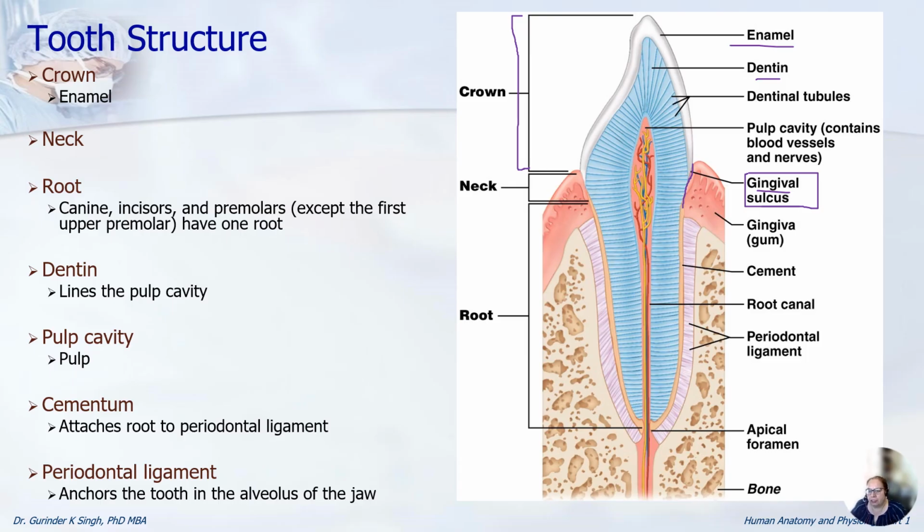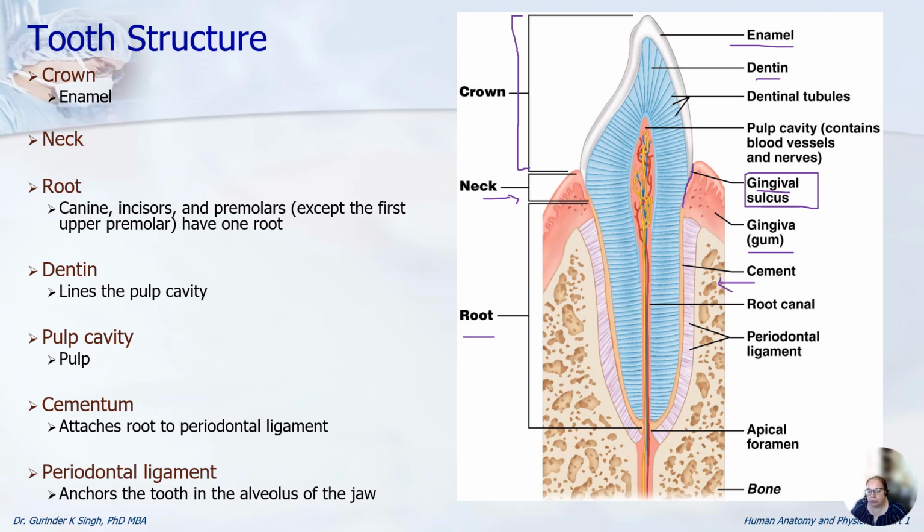Underneath the gingiva, or the gum, is the bone. Okay, so this is your jaw bone. The part of the tooth which is present in the gum is known as the neck of the tooth. And beneath the neck, which is somewhere in the middle of the gum and all the way down into the bone, is known as the root of the tooth.